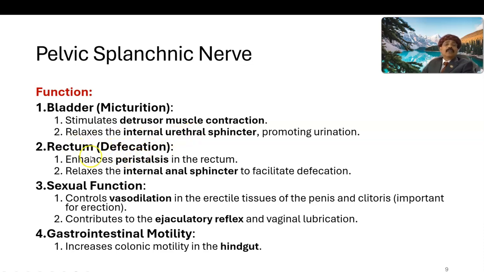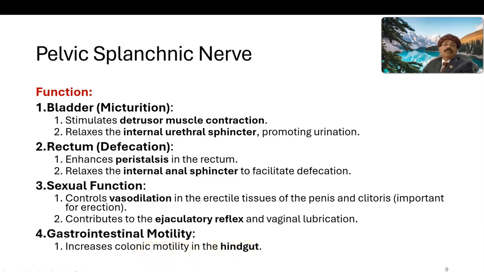Rectum, defecation: it enhances peristalsis in the rectum and relaxes the internal anal sphincter to facilitate defecation. Sexual function: it controls vasodilation in the erectile tissue of the penis and clitoris, important for erection. It contributes to the ejaculatory reflex and vaginal lubrication. So these are the functions of the pelvic splanchnic nerve: sexual function, defecation, micturition. Gastrointestinal motility: it increases colonic motility in the hindgut.